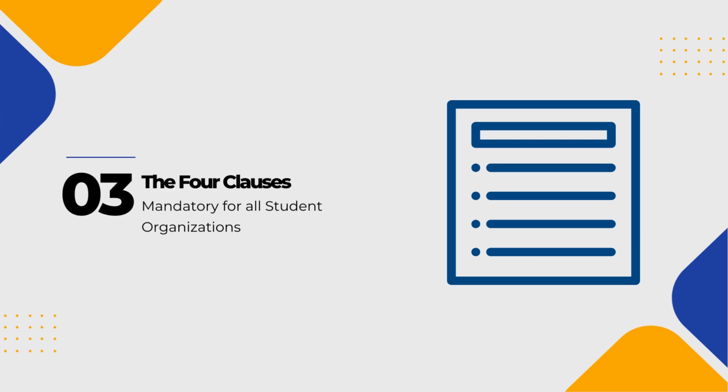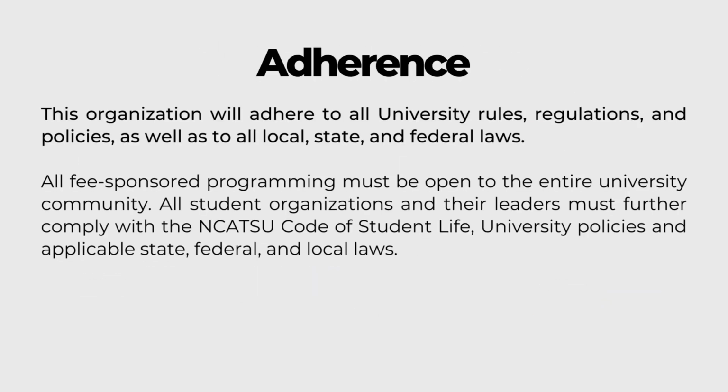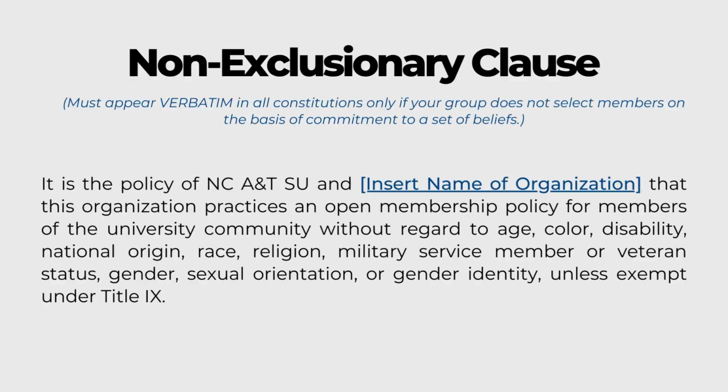So, as we discussed, there are four mandatory clauses for all student organizations. This includes the adherence clause, the non-exclusionary clause, the hazing clause, and the nonprofit clause. The adherence clause states that this organization will adhere to all university rules, regulations, and policies, as well as to all local, state, and federal laws. All fee-sponsored programming must be open to the entire university community. All student organizations and their leaders must further comply with the North Carolina A&T State University Code of Student Life, university policies, and applicable state, federal, and local laws.